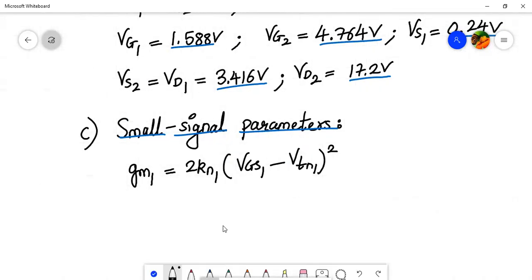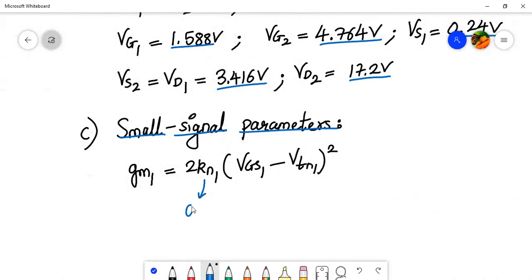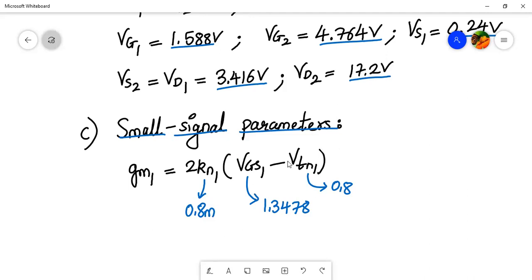So here the value of Kn is around 0.8 milli. The value of VGS1 came out to be 1.3478, and VTN1 is 0.8. Sorry, very sorry, your square term is not at all coming. There is no square term over here. Okay. So remember that for GM, there is no square term.